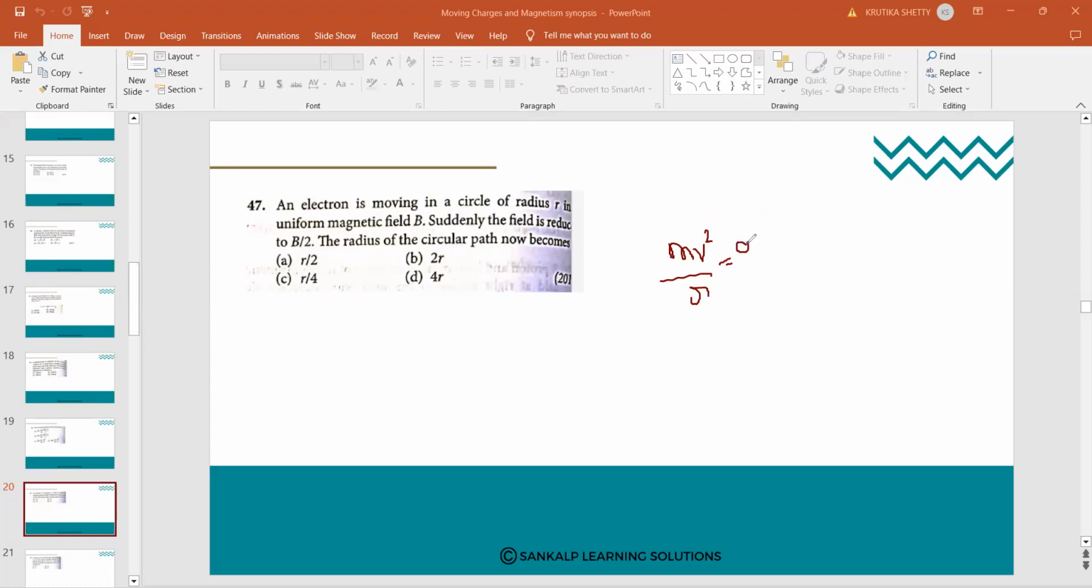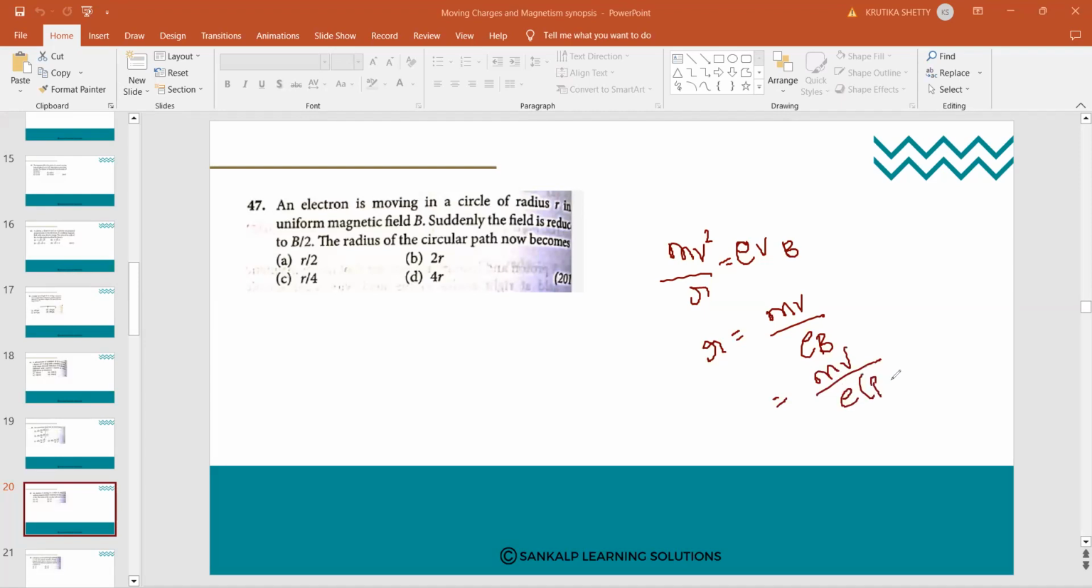divided by EVB. So here, r is equal to mv divided by EB. It will be mv divided by EB. So when the field reduces to B by 2, what is the radius of the circular path? Very simple.